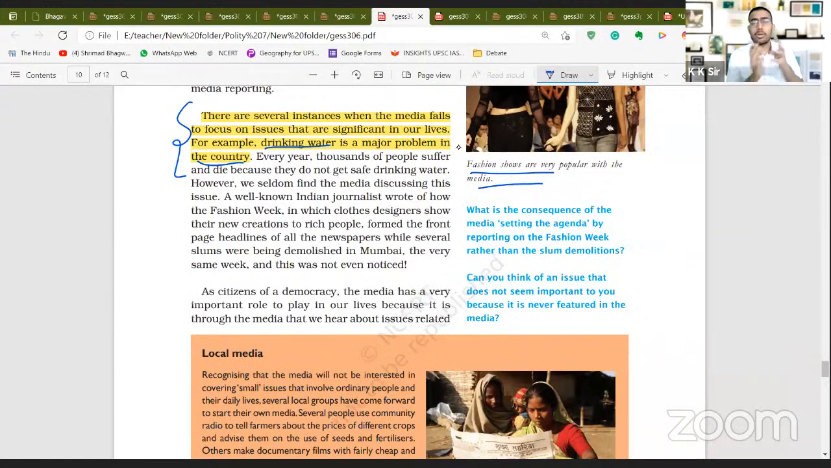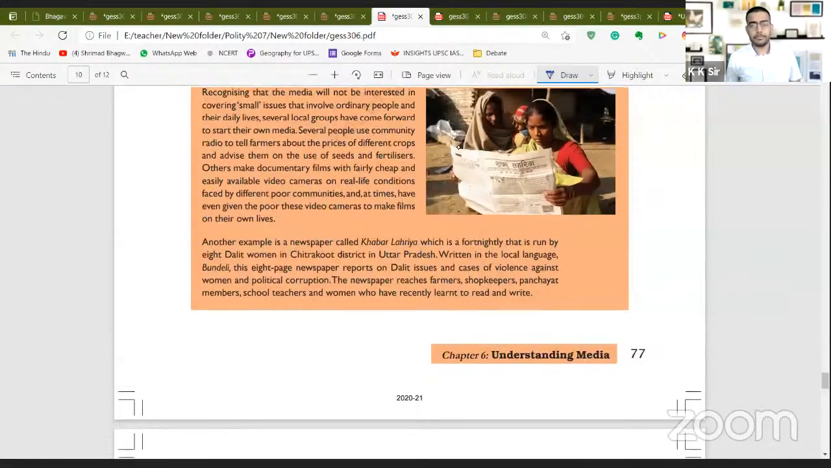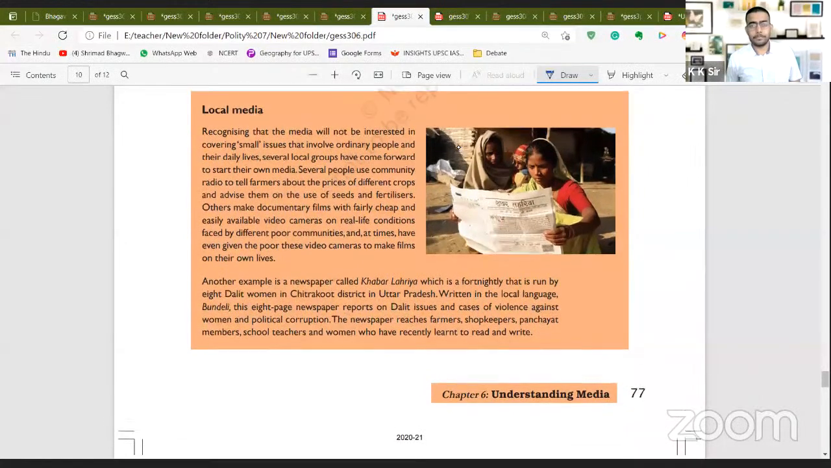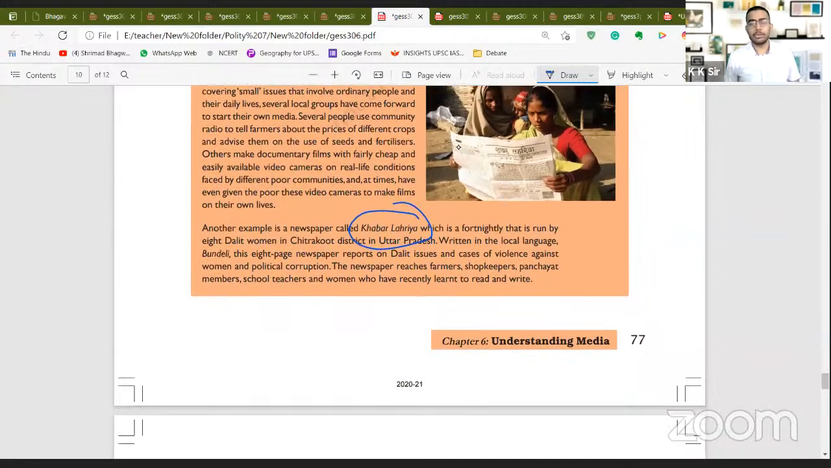So focus is failing. Media is failing us into focusing on the important issues. This is a very important newspaper, Khabar Lahariya. I'm leaving it for you. थोड़ा काम करो खुद से भी. Go and read about this.